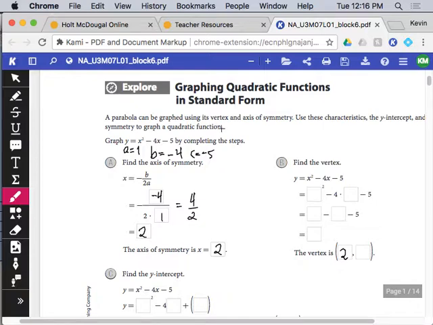Plug it in. Exactly. So we get 2 squared minus 4 times 2. 2 squared is 4, minus 4 times 2 is 8. 4 minus 8 is -4, minus 5 is -9. So we plug that in.